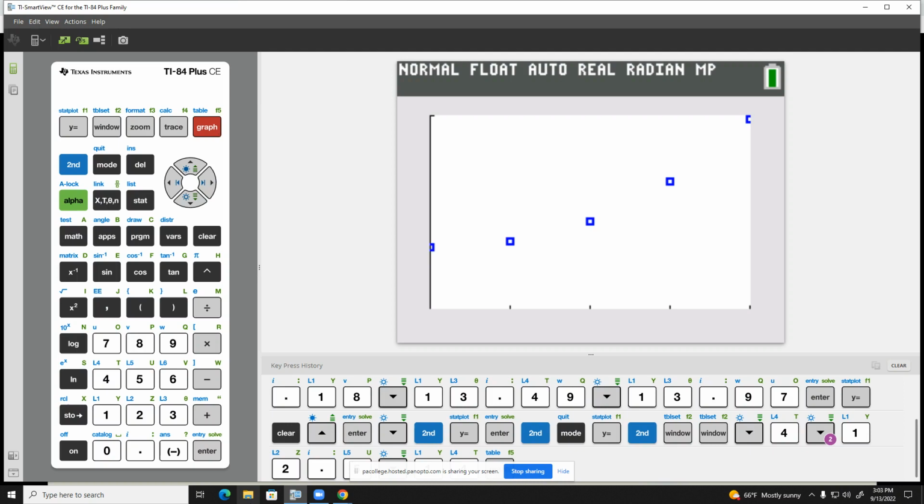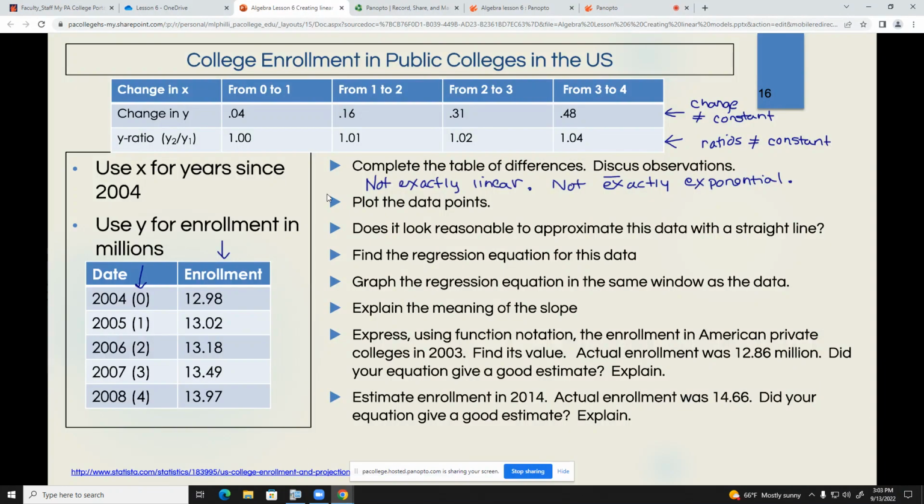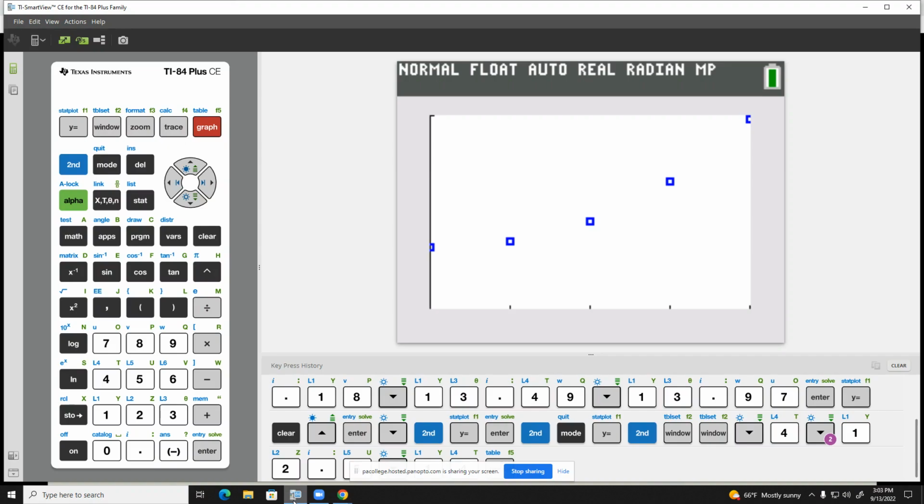And let's take a look at our questions from here. So it asks us, plot the data points. Check, we just did that. It says, does it look reasonable to approximate this data with a straight line? So let me go back and look at my graph.